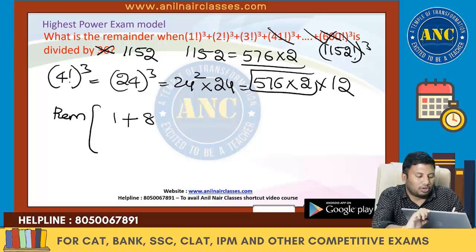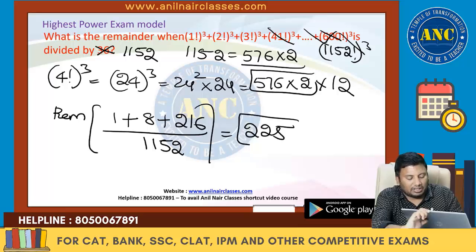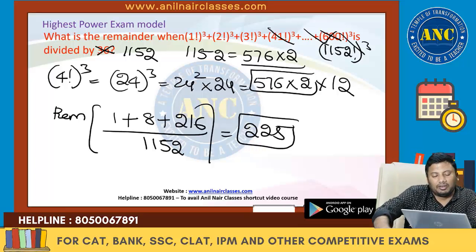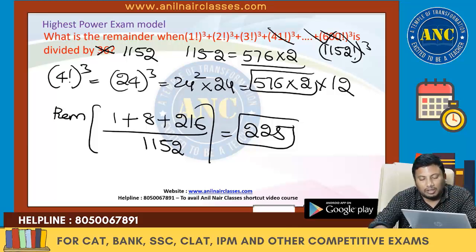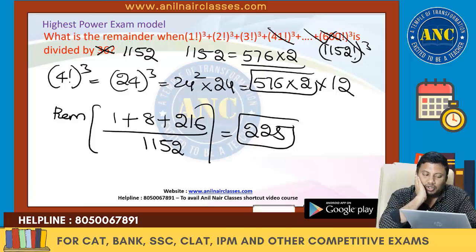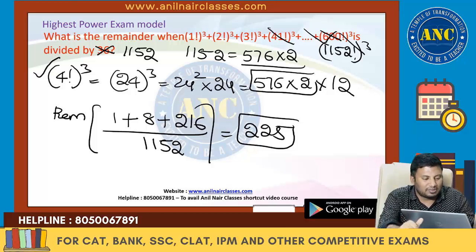1 factorial cube is 1, 2 factorial cube is 8, 3 factorial cube is 6 cube, 216, divided by 1152 leaves 216. 1 plus 8 plus 216 is 225. Answer for this question is 225. Why? Because 4 factorial is 24. 24 whole cube is divisible by 24 square into 24, which is 576 into 2. That means this is divisible by 1152. I hope the idea is clear.